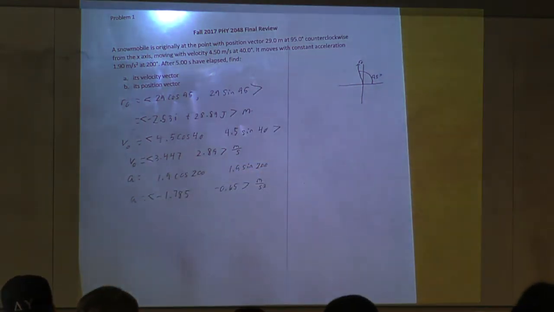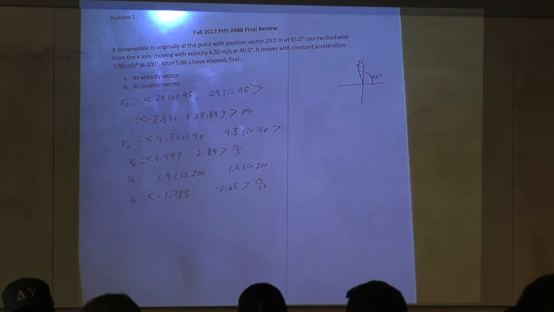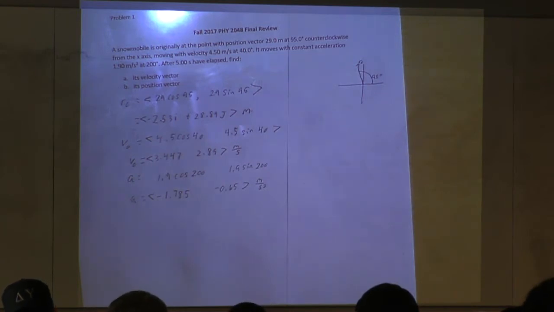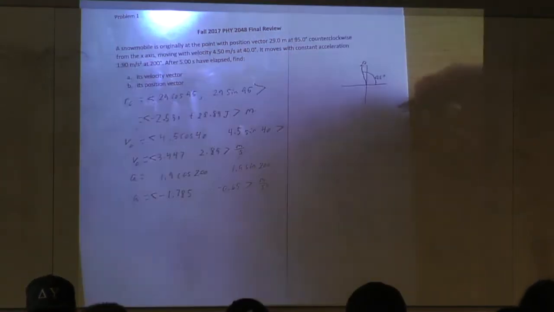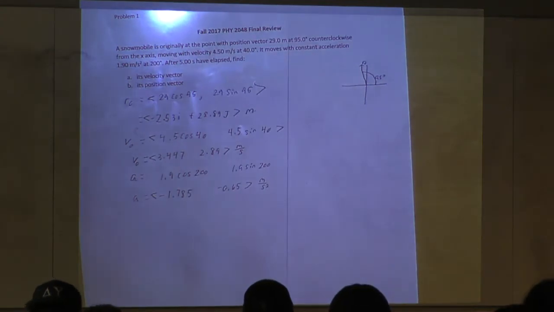So the first thing we'll notice is that no matter what we're doing with our vectors, we're always going to break them down the same way. It doesn't matter if it's force, velocity, acceleration, or position. We're always going to break it down just by using the sine and cosine of the angles. For these ones, since they were all measured from the x-axis, it makes it especially easy.